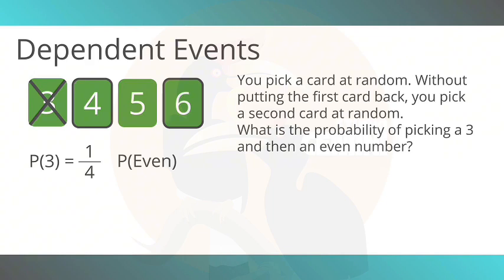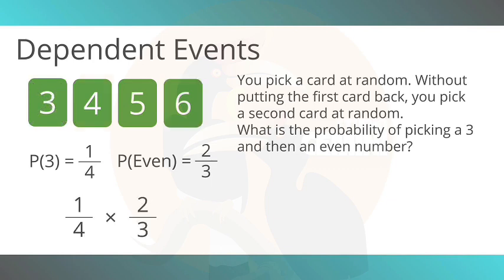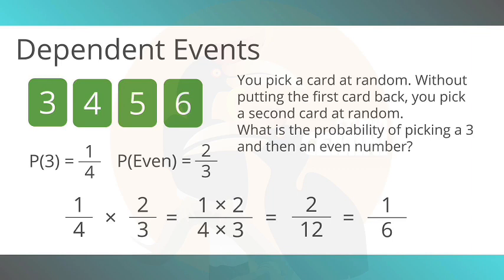There are 2 even numbers left, 4 and 6. So the probability of picking an even is 2 over 3 since there are 2 even cards out of the 3 remaining. Now we need to multiply these probabilities. Let's multiply 1 over 4 times 2 over 3 by multiplying the numerators and denominators. 1 times 2 is 2, and 4 times 3 is 12. 2 over 12 simplifies to 1 over 6. The probability of picking a 3 and then picking an even number is 1 over 6.